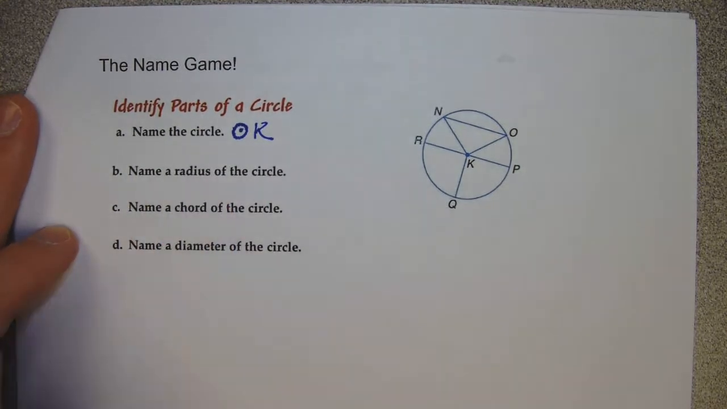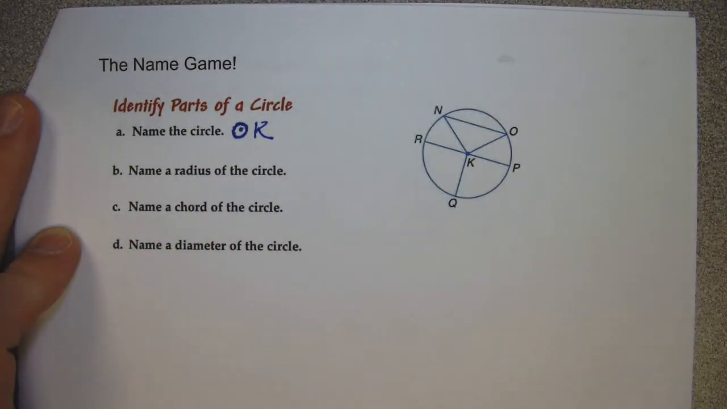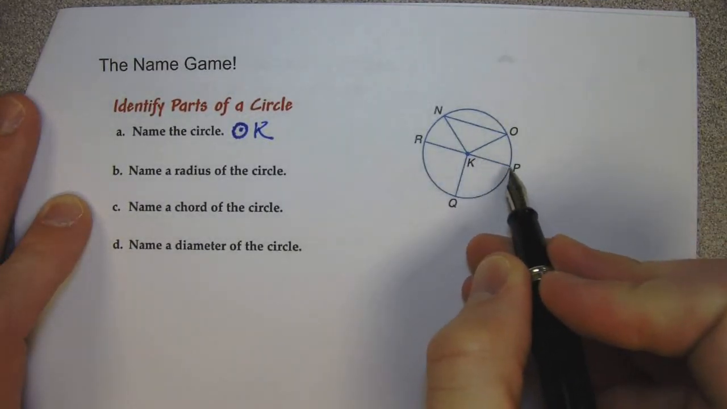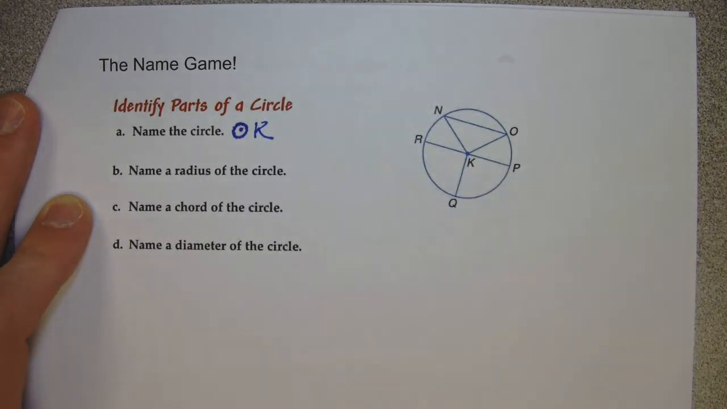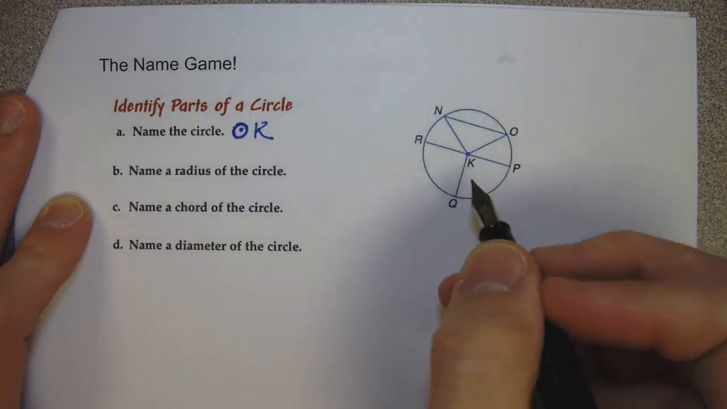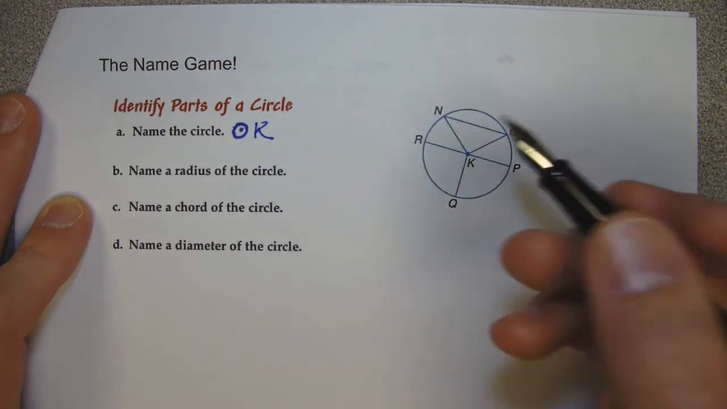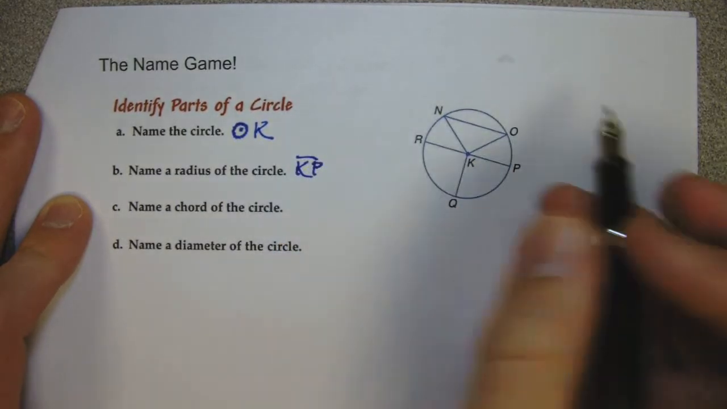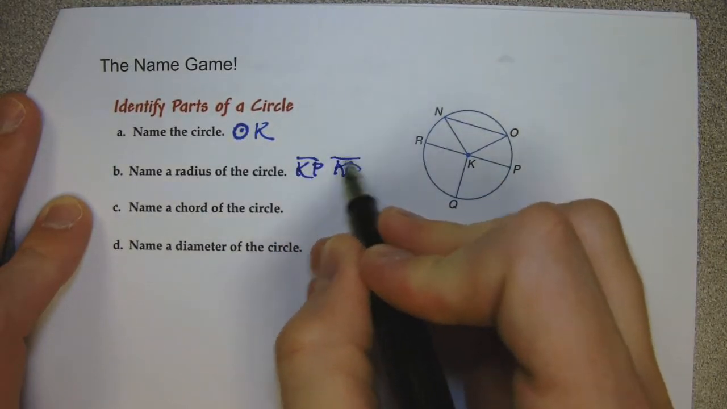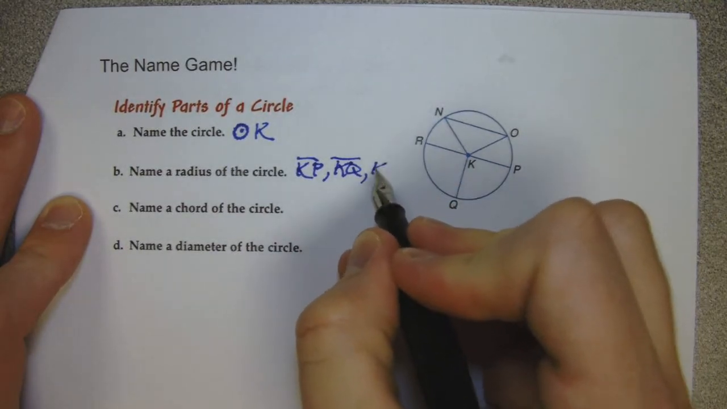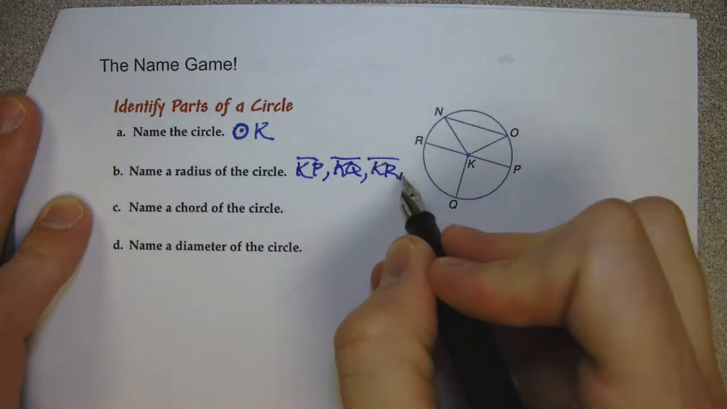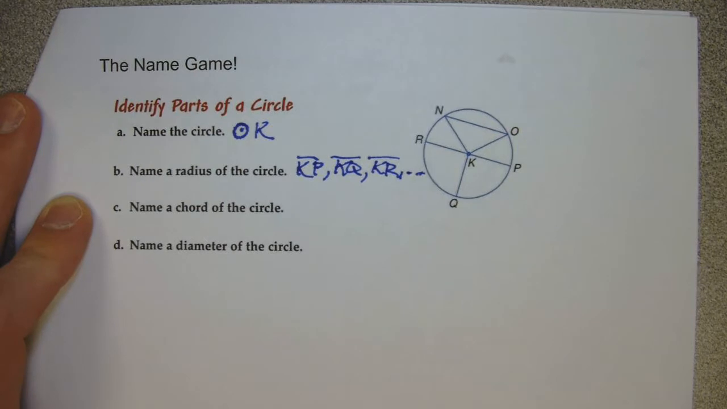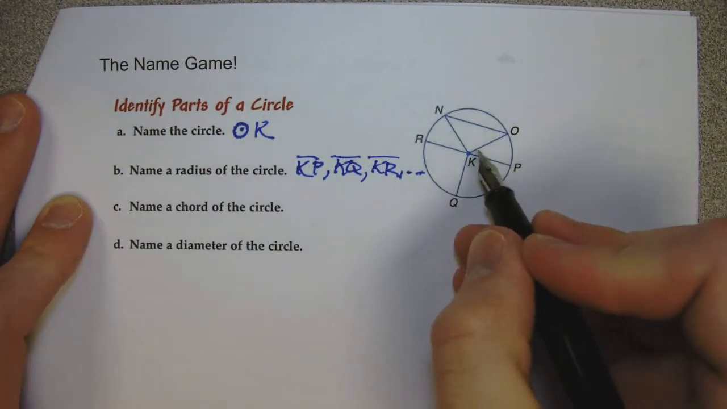Let's talk about the radius of the circle. Obviously, we've got multiple radii that we could name here. And again, we can name them in any order. We could name, for example, K to P. We could also name it from P to K. Both of those would work. So if we're going to talk about radii of the circle, and I'm only going to name them from center to edge in this case, just to have a commonality, we could have KP, KQ, KR, and so on. Obviously we could have the reverses of those as well: PK, QK, RK, and all still radii of the circle. But any of those that go from center to edge would work.